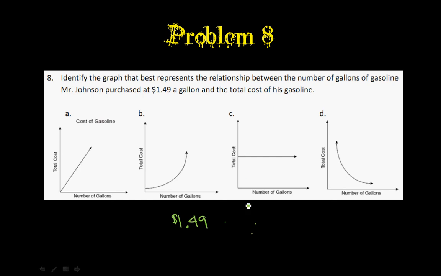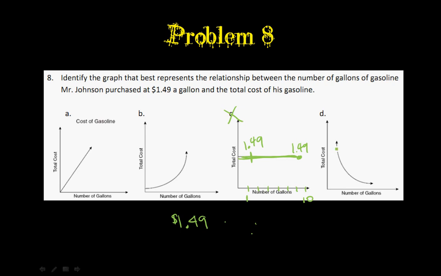So C doesn't make any sense because that's saying that if you buy more gallons, let's say 10 versus 1 gallon, you're paying the same price. So if you buy 1 gallon, it's $1.49. And if you buy 10 gallons, you're still only paying $1.49. In that case, I'll fill up my whole car for $1.49, which is obviously not possible. So C doesn't make any sense.